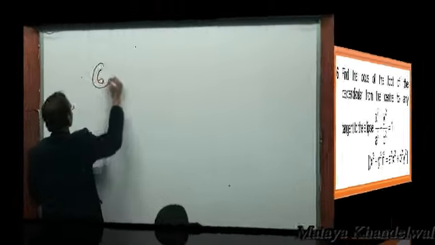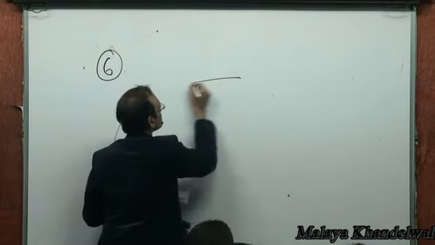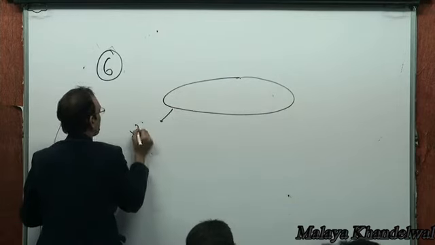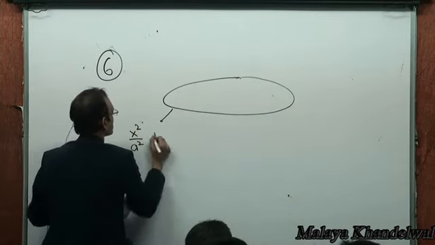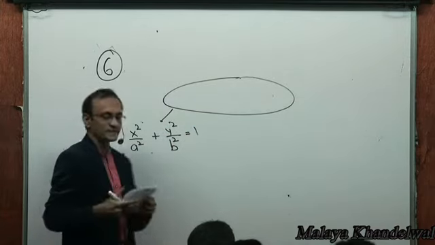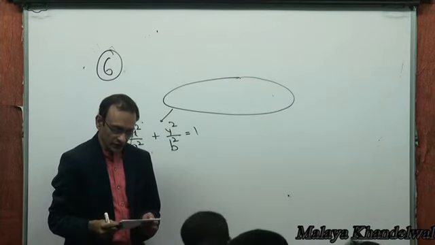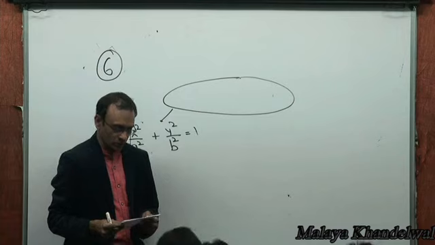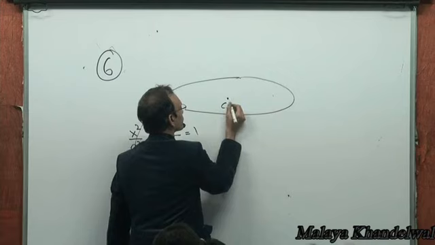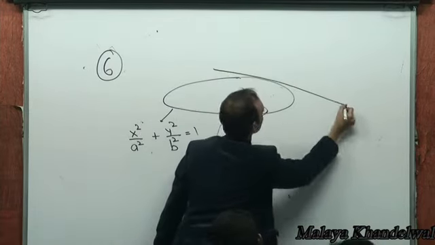Number 6. So we have an ellipse designated x squared by a squared plus y squared by b squared equal to 1. That's the ellipse. We want to find the locus of the foot of the perpendicular from the center onto any tangent of the ellipse. That means now this is the center C, which is (0, 0), right? And this is a variable tangent.